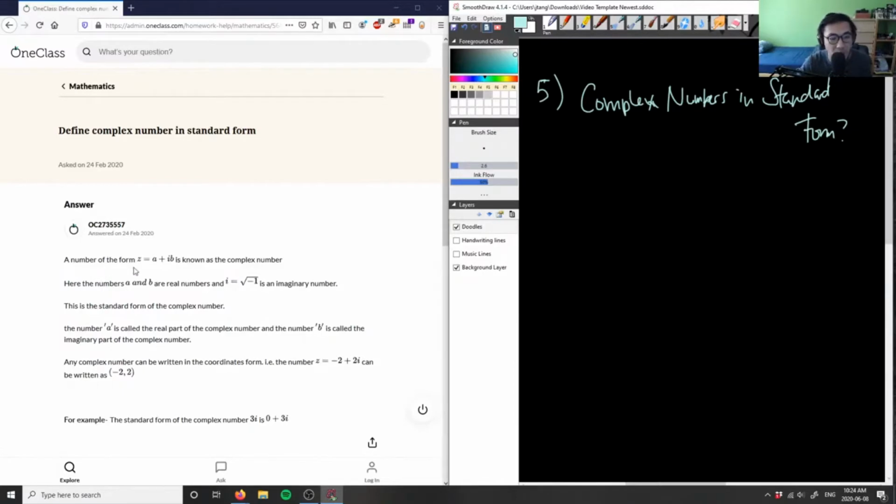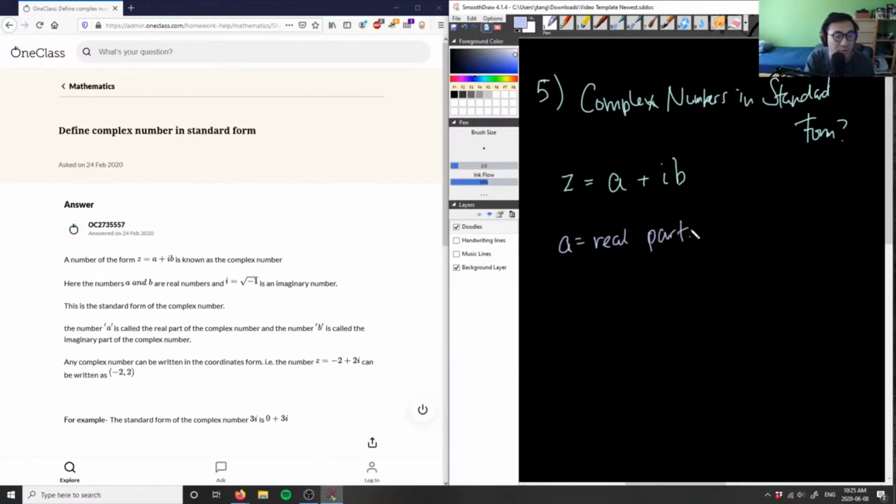It says a number of the form z equals a plus ib is known as a complex number. So z is the common kind of variable, which is basically any number. It could be real or imaginary, or complex. Z here equals a plus ib. And how we break this down is we have z, which is basically any number here. A is going to be the real part of our number. So a here is the real part.